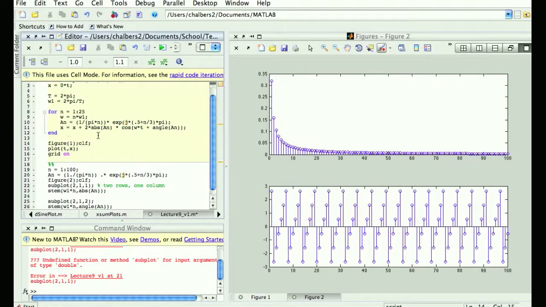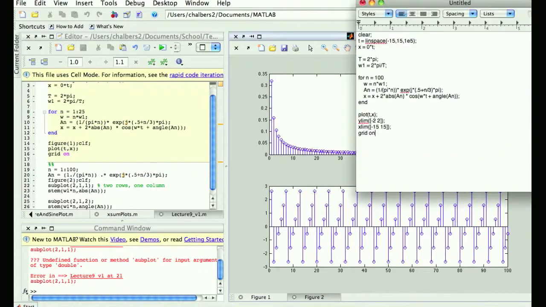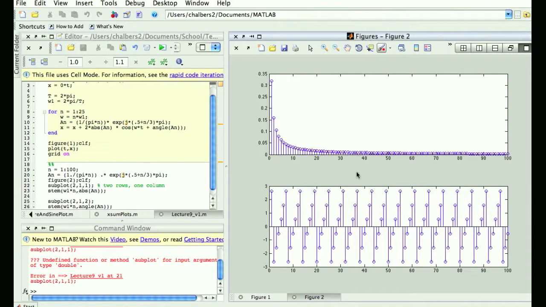Okay, and now I'm going to do another subplot, 2, 1, 2. So 2 rows, 1 column, but now I want you to plot it in the second one. And what do I want to plot? The angle of a sub n. Okay, so sometimes I get close to pi, sometimes I get closer to 0. So the only question left is what did I put on my x-axis?